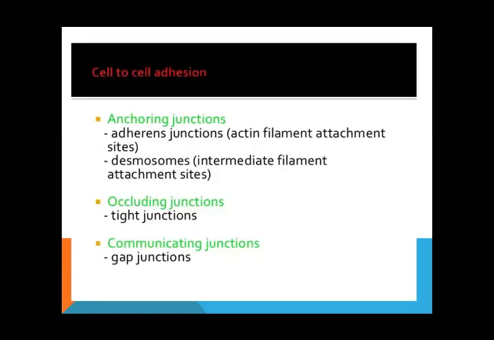Cell to cell adhesion: anchoring junctions, adherens junctions with actin filament attachment sites, desmosomes with intermediate filament attachment sites, occluding junctions, tight junctions, and communicating junctions, gap junctions. Number one is the anchoring junctions, which include adherens junctions, actin filament attachment sites, desmosomes, intermediate filament attachment sites, occluding junctions, tight junctions, and communicating junctions, gap junctions.